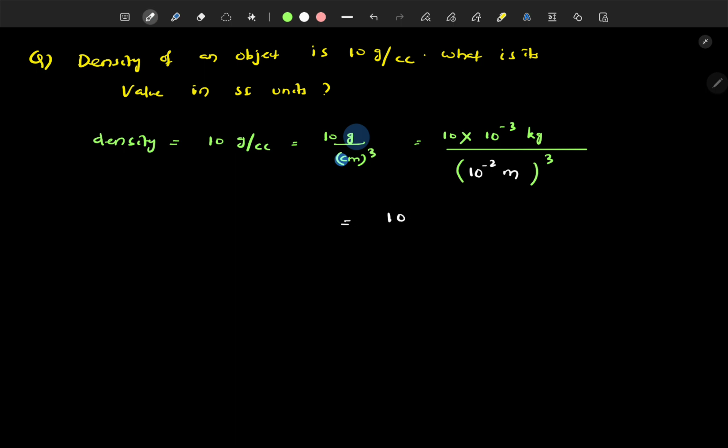Then in numerator it will be 10 to the power minus 2 kg divided by 10 to the power minus 6 meter cube. So after solving you will get 10 to the power minus 2 plus 6, that is 10 to the power 4 kg per meter cube. So this is the answer, the density value in SI units. I hope it is clear to all of you.